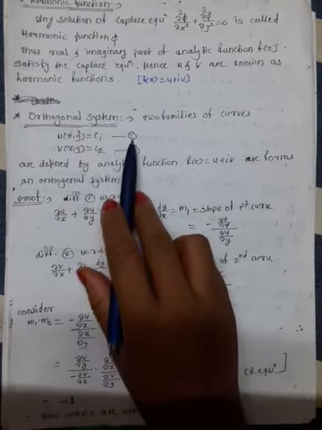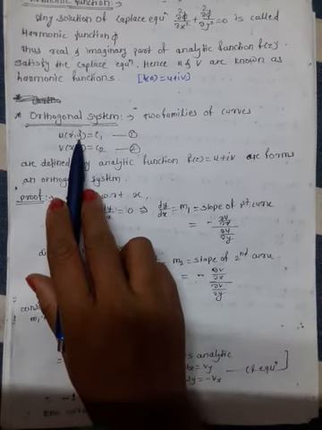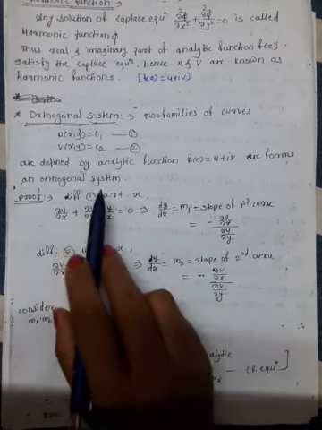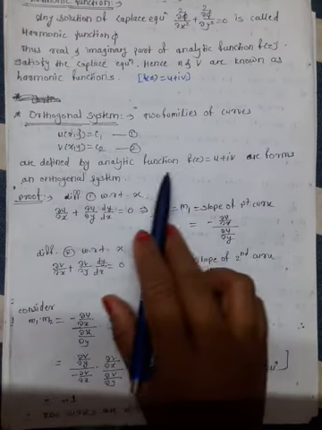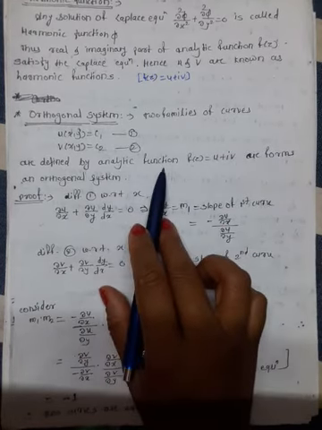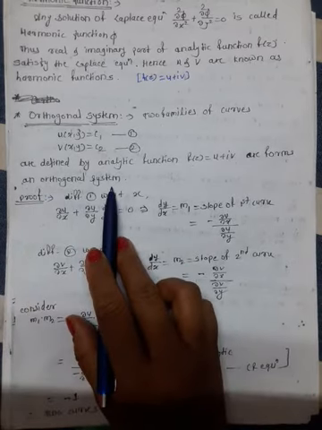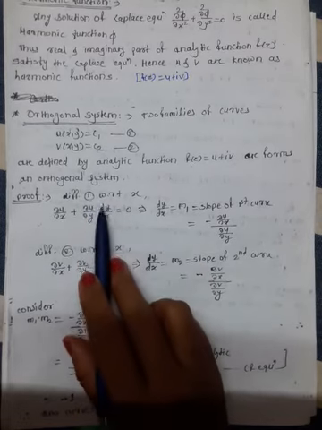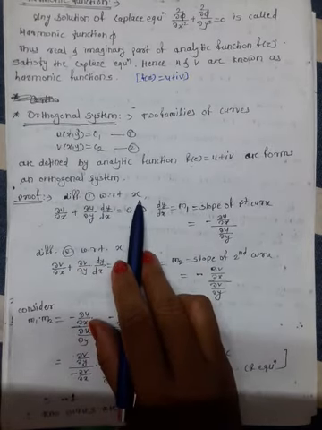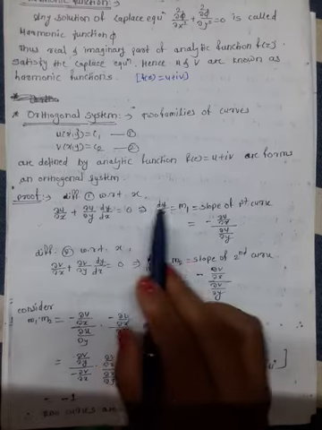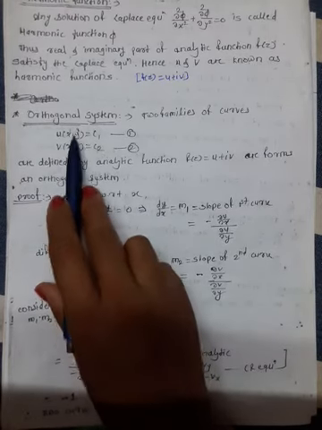Proof. You can be asked this as a theoretical question: prove that f of z equal to u plus iv, which is an analytic function, forms an orthogonal system. You have to give this proof. Now let us start the proof. Differentiate equation 1 with respect to x. Now you have to use the rules of differentiation, that is the chain rule. u is a function of both x and y.